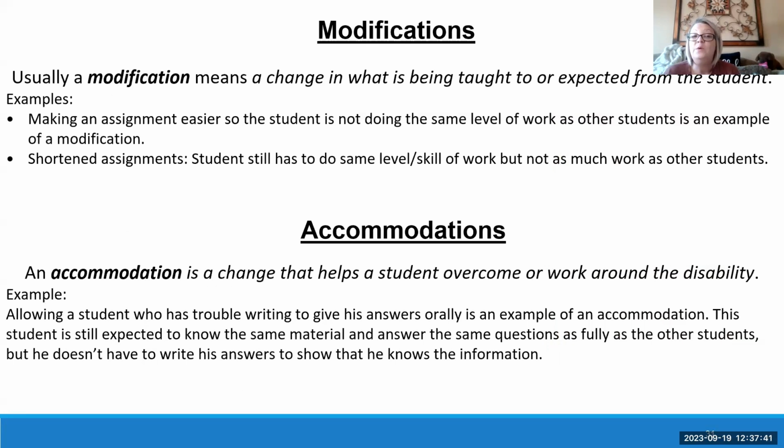Now, here's the difference between modifications and accommodations. This is also extremely imperative to understand. A modification means a change in what is being taught or expected from the student. Examples of modifying may look like making an assignment easier so that the student is not doing the same level of work as other students would be an example. Shortened assignments. The student still has to do the same level or skill of work, but not match the work as other students do.